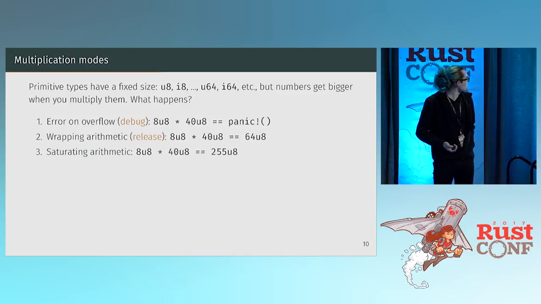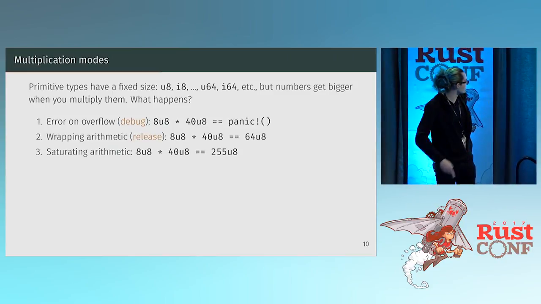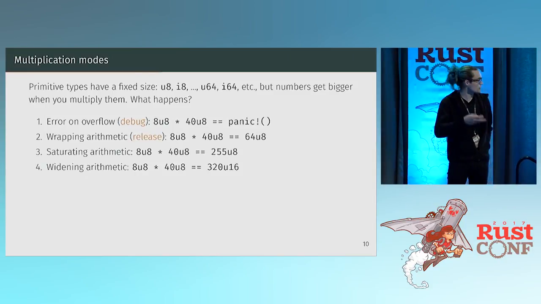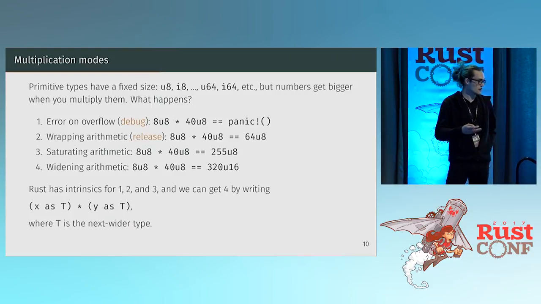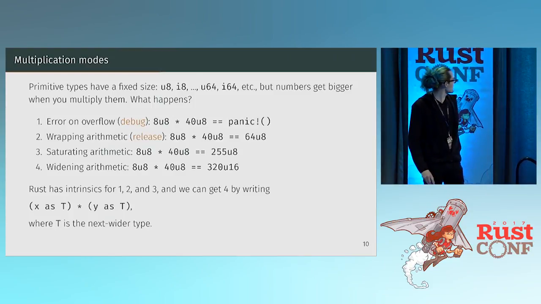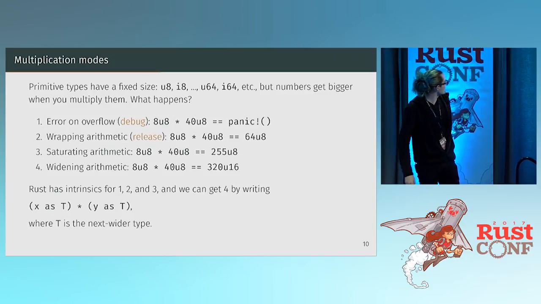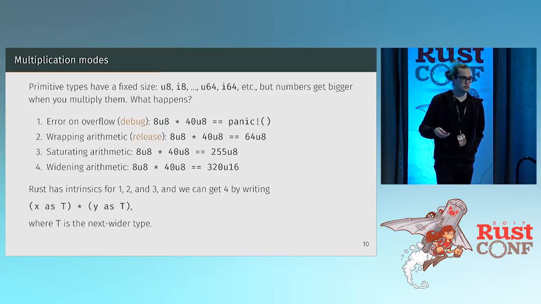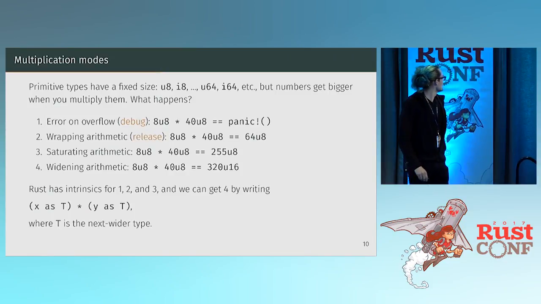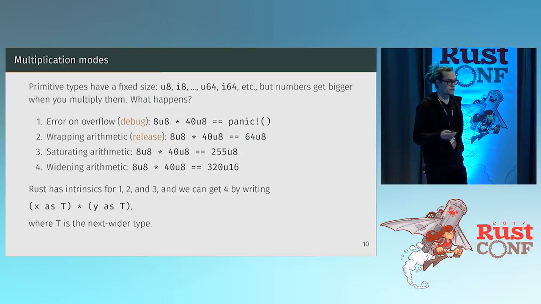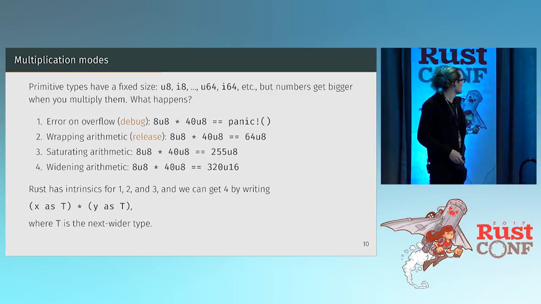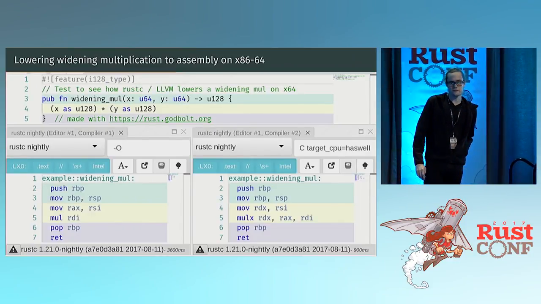There's also wrapping arithmetic, where you reduce mod however big you can fit into that type. That's what Rust does in release mode. For some things you might want saturating arithmetic, where if you get too big, it just clamps to the highest value. And the fourth thing you could do is widening arithmetic, where the result of the multiplication is the next biggest type. In Rust, you have intrinsics for 1, 2, and 3, so if you explicitly want one of those, you can pick it. I'm not aware of an intrinsic for the fourth one, but you can just write it like this.